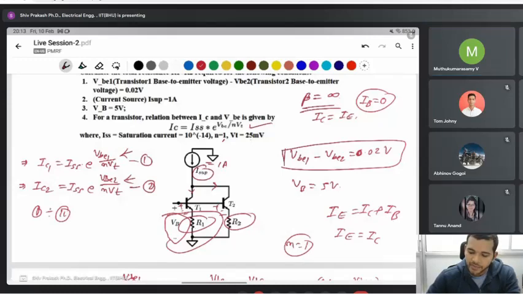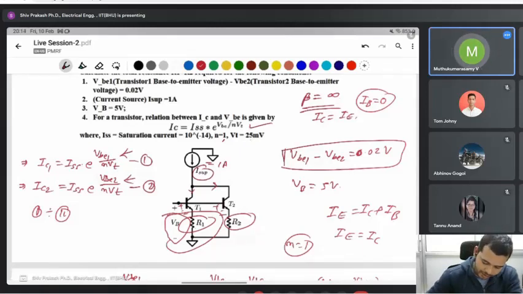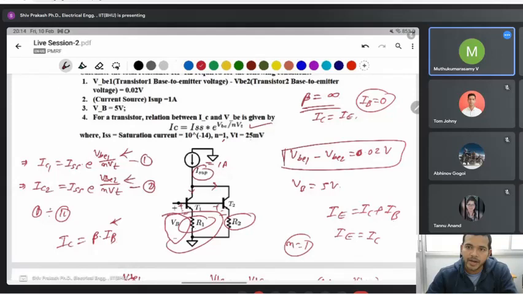No, beta is defined from the base current, not the collector current. Yes, so there is a relation that IC is equal to beta into IB. In that case, if beta is infinity, then IB is 0, and IC is an indeterminate form. So beta is used for finding the IB value, not the IC value.